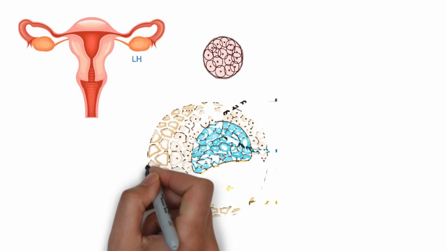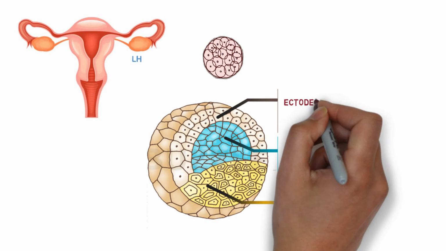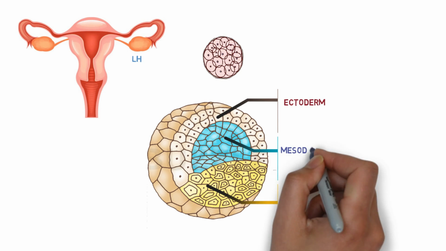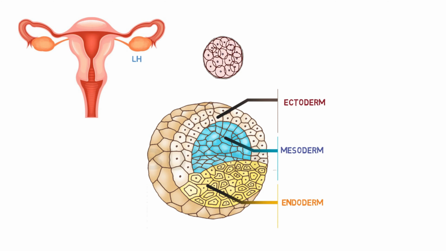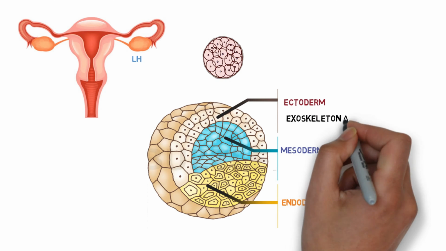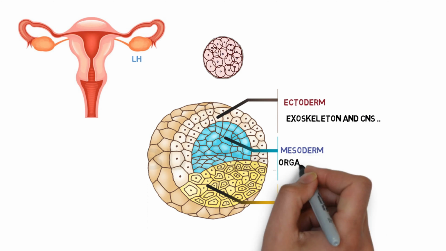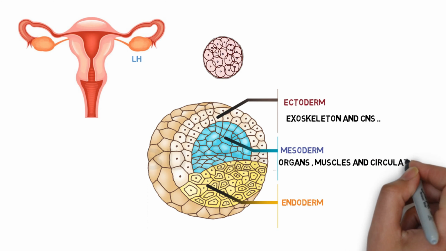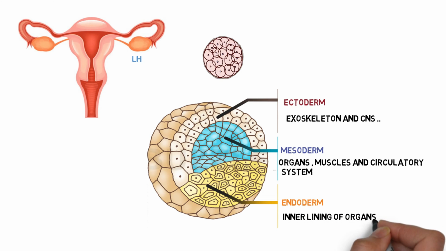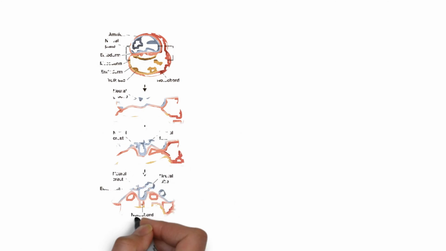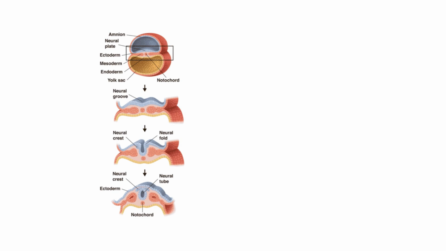And after that, there is a development of three germinal layers, that is ectoderm, mesoderm and endoderm. And this is the important part. Ectoderm forms the exoskeleton and also our central nervous system. Mesoderm develops into the organs, muscles and circulatory system or somites, and the endoderm forms the inner lining of the organs. So here we have the cross section of the embryo at different times. This is ectoderm, mesoderm and endoderm, and the neural plate is formed by ectoderm.